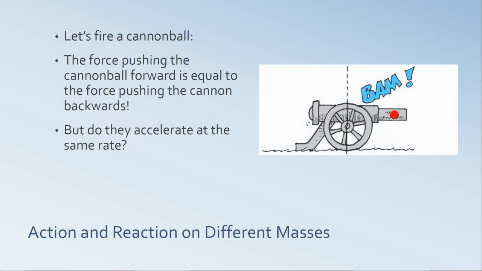We can see this when we fire a cannonball. The force that's pushing the cannonball forward is equal to the force that's going to cause a recoil and push the cannon backwards. So the force is the same, but do you think these two different objects accelerate at the same rate? Do you think the cannonball is moving as fast as the cannon moves backwards? Well, let's see.